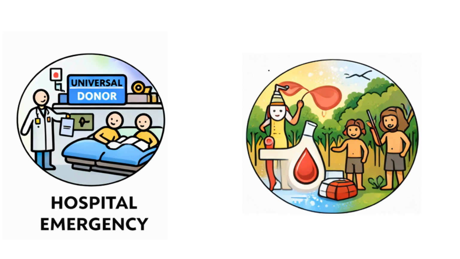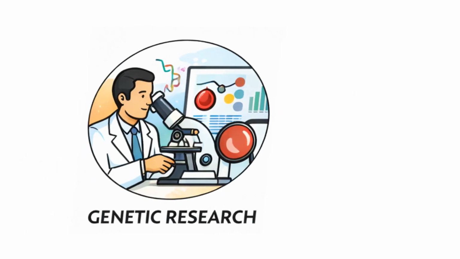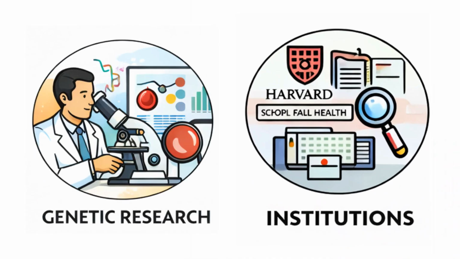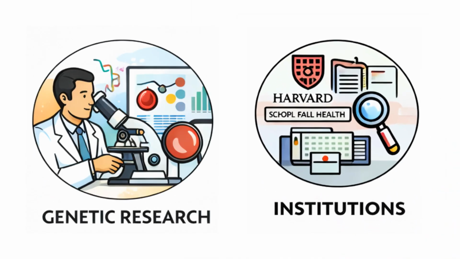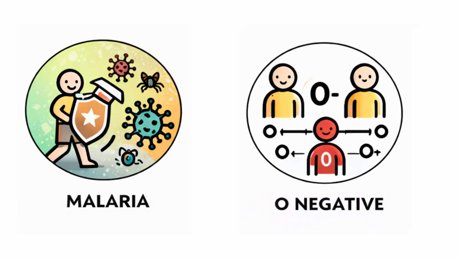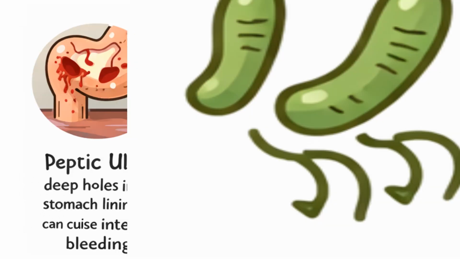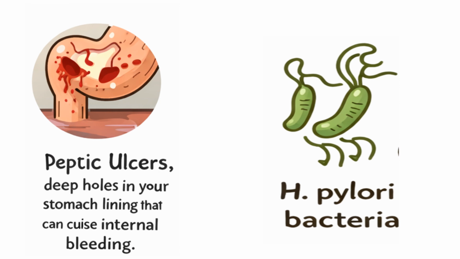From an evolutionary perspective, some studies suggest type O may have offered resistance advantages against severe malaria. Research from institutions including Harvard School of Public Health and studies published in Nature Medicine have shown lower risk of life-threatening malaria complications in type O individuals. However, type O has also been associated with slightly higher risk of certain ulcers, particularly those linked to H. pylori bacteria, according to long-term epidemiological research.